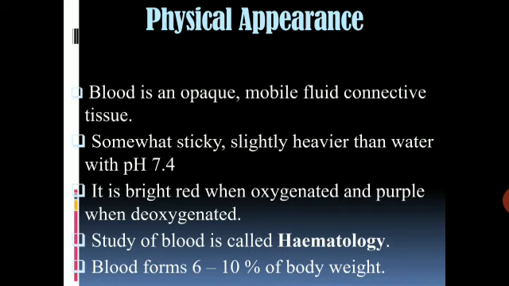The particular study of blood is called hematology. It's a branch of science where we study blood. And if you want to know how much blood you contain, you can measure 6 to 7% of your body weight, and that is the volume of your blood. So blood by volume is generally 6 to 10% of our body weight. Whatever weight you have, you can calculate your volume of blood accordingly.